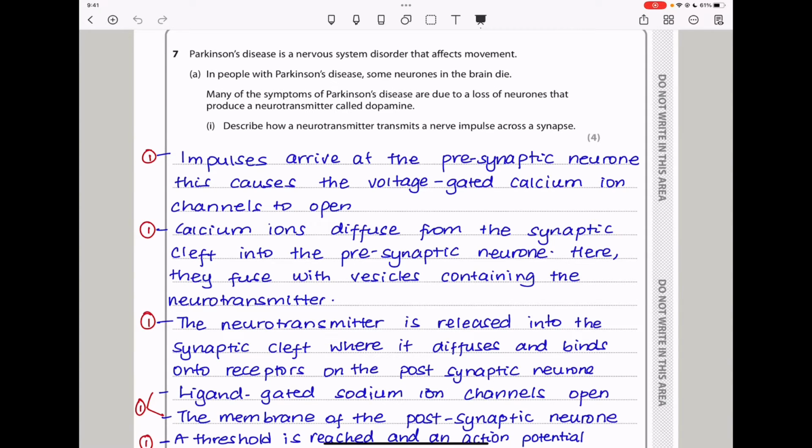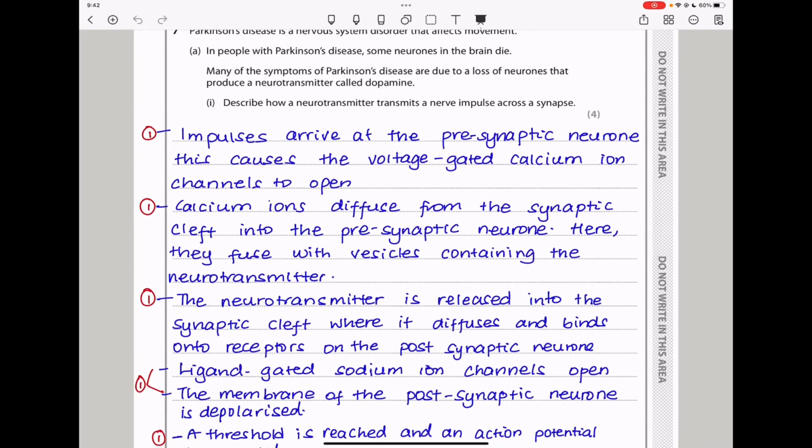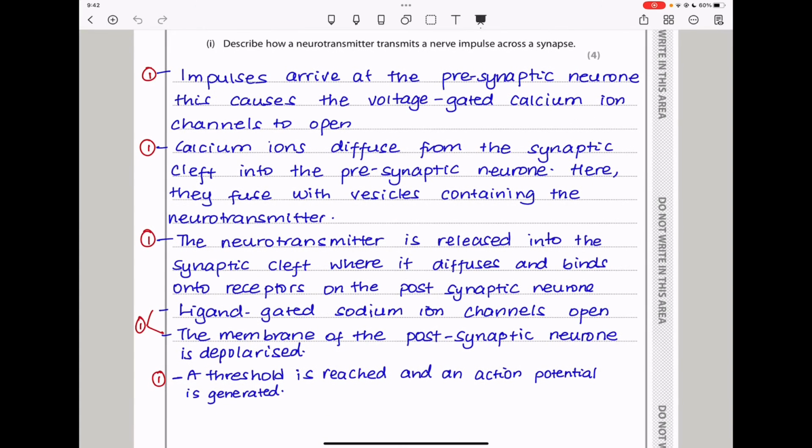I said, impulses arrive at the presynaptic neuron, and this causes the voltage-gated calcium ion channels to open. The calcium ions diffuse from the synaptic cleft into the presynaptic neuron, and here they fuse with vesicles containing the neurotransmitter. Then the neurotransmitter is released into the synaptic cleft. It will diffuse and then bind onto the receptors on the postsynaptic neuron.